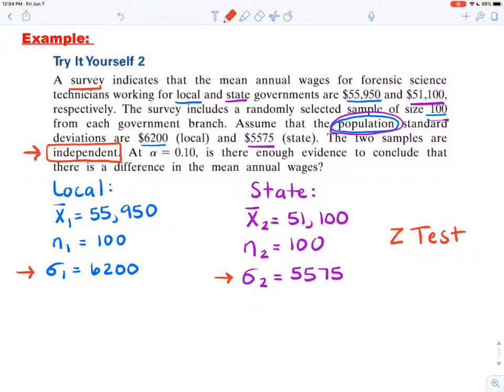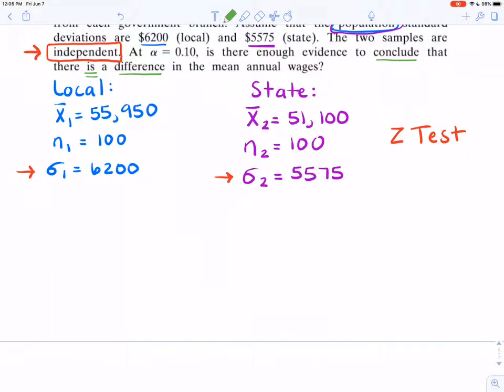Now, as far as what I'm testing, my claim here is, is there enough evidence to conclude that there is a difference? So when I go to write down my claim, just to identify what I'm testing, a difference between the two things, it's not saying one's larger or greater than or less than, it's just saying there is a difference. So this would just be written as mu1 is not equal to mu2. So just write down your claim. It might be greater than, it might be less than, but identify that in terms of mu1 and mu2.